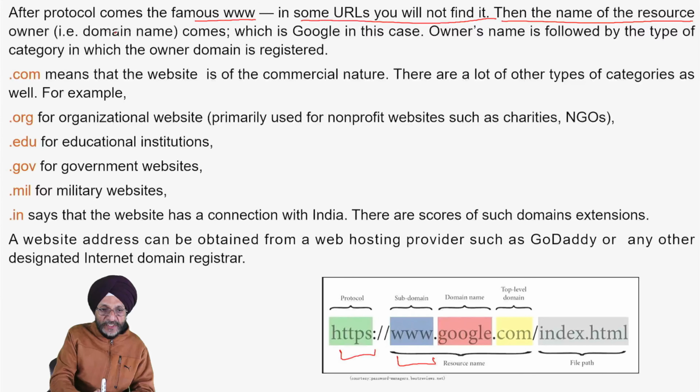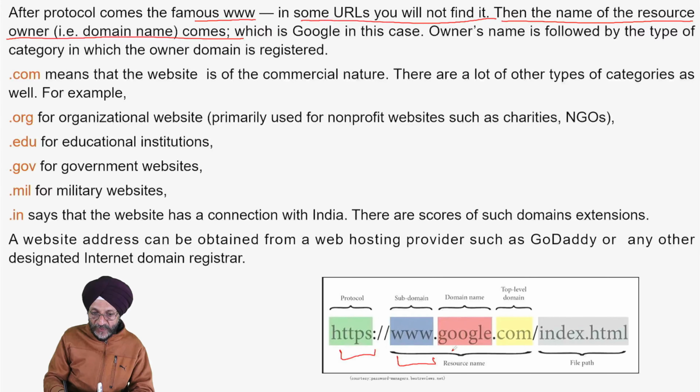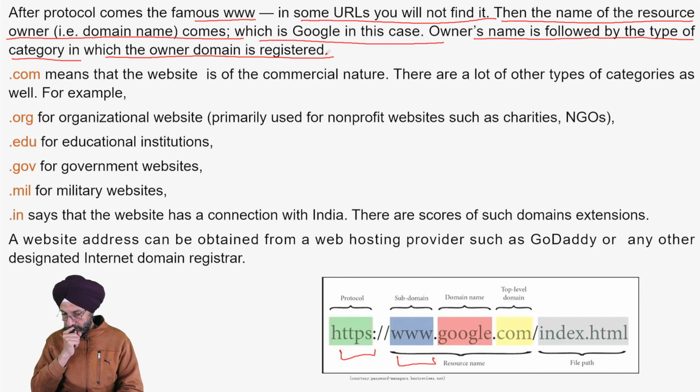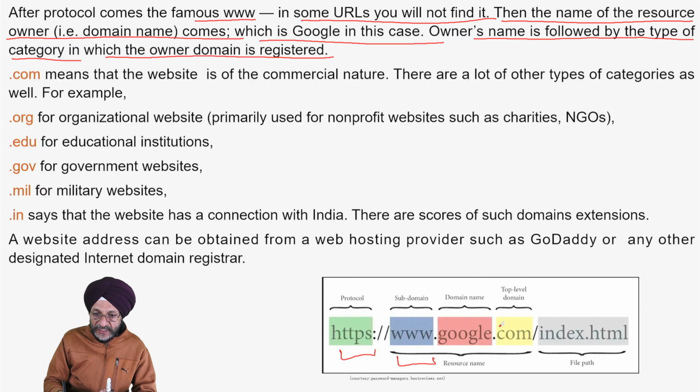Then the name of the resource owner comes, that is, the domain name google.com, which is Google in this case. The owner's name is followed by the category in which the domain name is registered. You can find here that we are referring to this part, .com. Whenever .com appears on any website, it may mean that the website is of commercial nature.